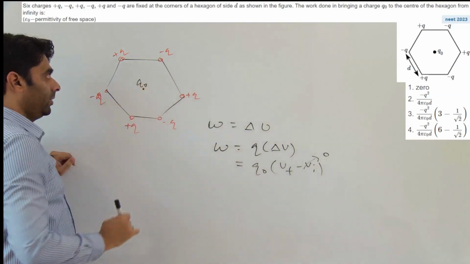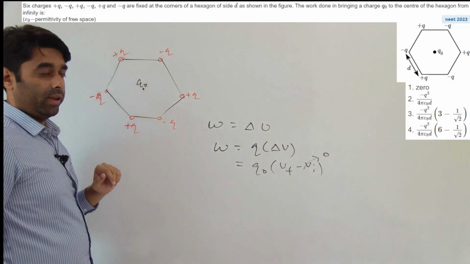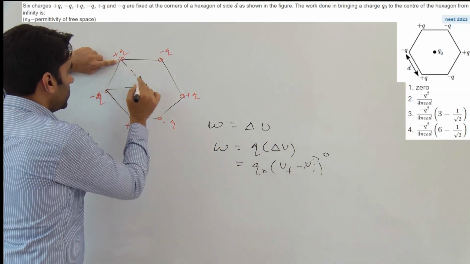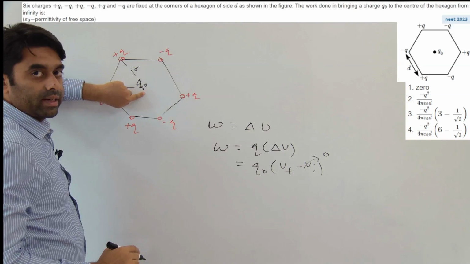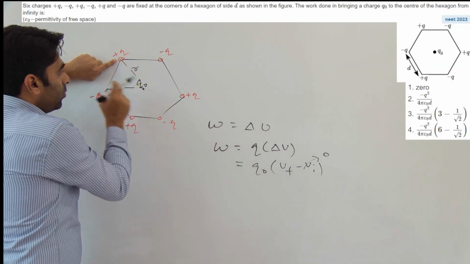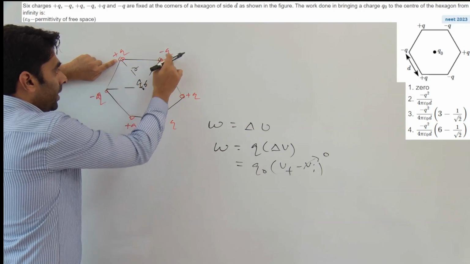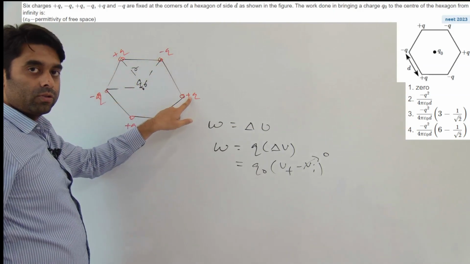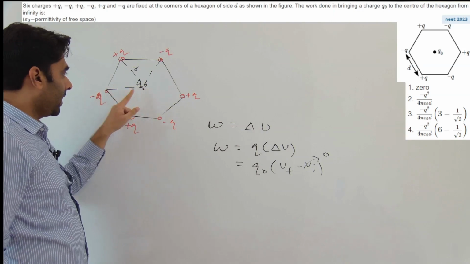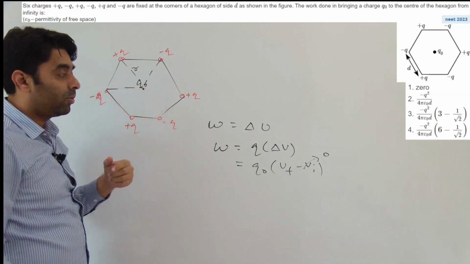At this point, if you notice carefully, let us call the distance of the vertex from the center r. So you will have potential due to this charge as kq by r. Due to this one it will be minus kq by r. Then due to this charge it will be plus kq by r, minus kq by r.